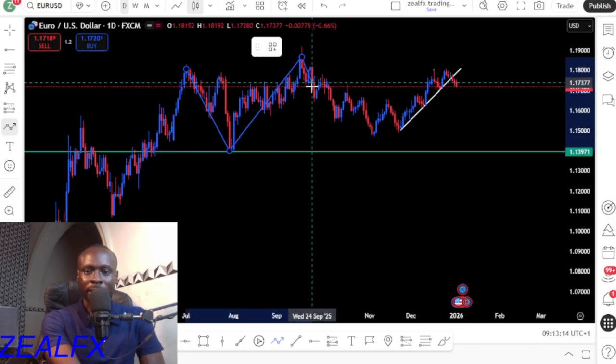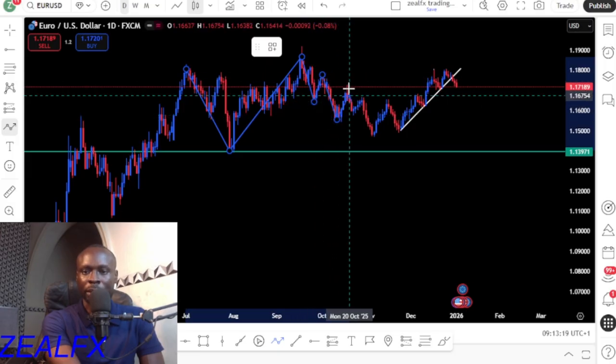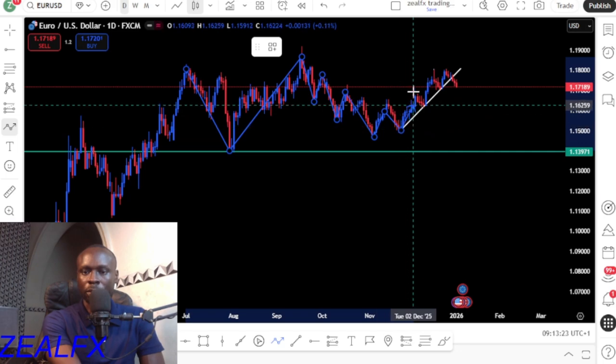then price went to break above this higher low. Since then, price has been on a range for EURUSD. You can see that price has been on a range. We have these inner structure levels, inner structure movement, inner structure movement.